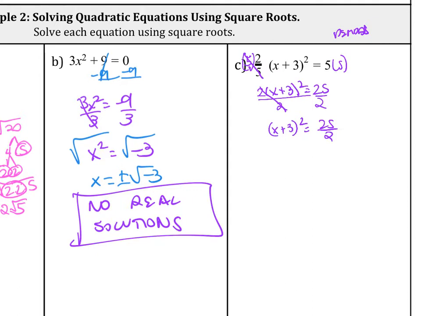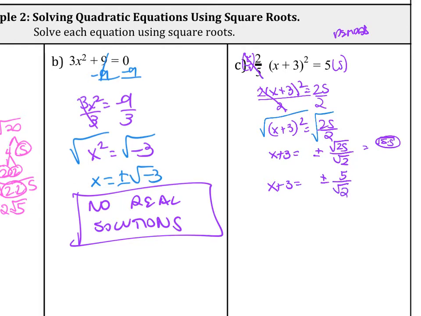Now what we do next is what we did before, is we square root both sides. So now we get x plus 3 equals plus or minus, let's split it up, square root of 25 over square root of 2. Well, we remember that square root of 25 is 5 times 5, and that's perfect. So that's 5 over square root of 2.